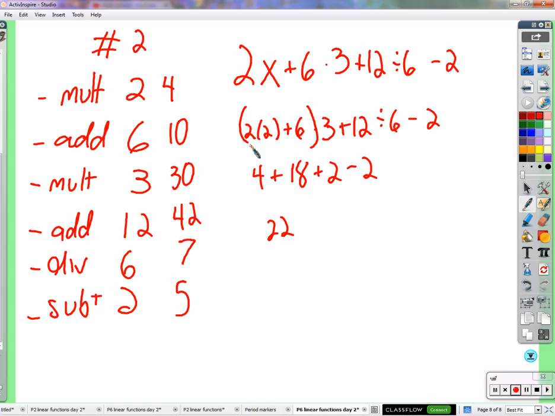Parentheses, right? We jump back up to the first part of the order of operations, and we do that before anything else. So if I put parentheses around this, then I'll make sure to multiply by 2, and then add 6, and then multiply by 3. We have a similar issue over here when we say divide by 6. Divide by 6 is supposed to come after all of this stuff. How do we make divide by 6 come after all of this?